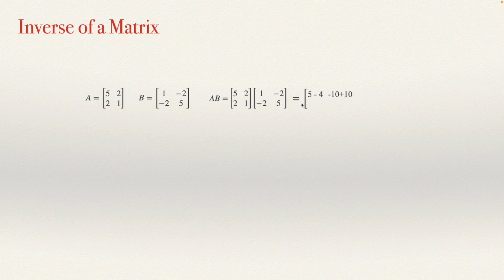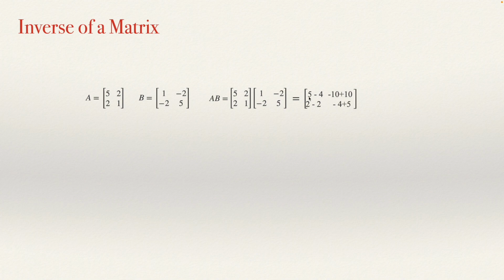Here, the element in the second row, first column of the result will be the product of the second row of the first matrix multiplied by the first column of the second matrix. It will be 2 times 1 plus 1 times minus 2, so it will be 2 minus 2. And finally, the last element will be 2 times minus 2, this will be minus 4, plus 1 times 5. It will be minus 4 plus 5.